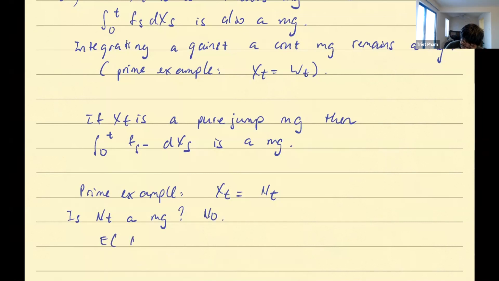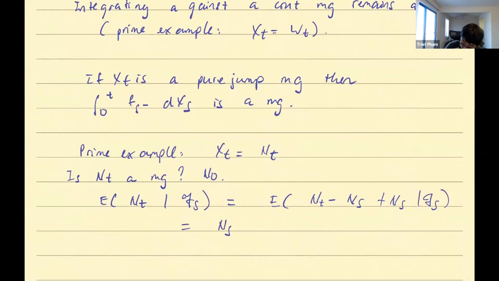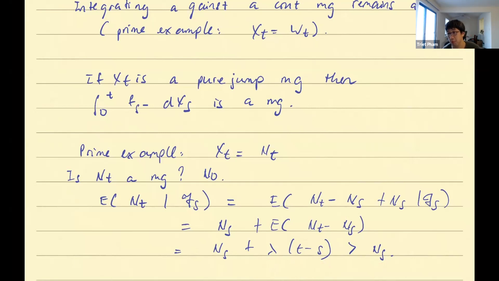Of course, you can also do the computation, the one that I did at the beginning of class. And this, clearly you see, is bigger than NS. Why? Because the rate is positive and this is positive, right? T is bigger than S. So yeah, that also reflects the upward moving, right?